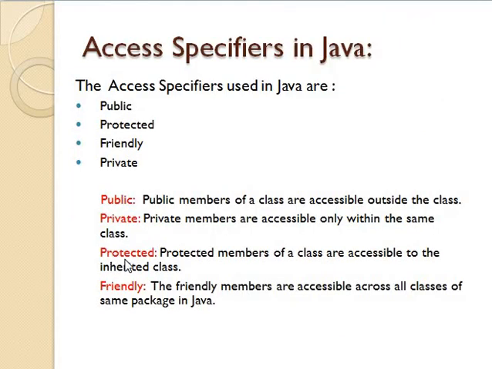Now the next access specifier is protected. Under the protected access specifier mode, the protected members of a class are accessible to the inherited class. That means the members under the protected access specifier shall be accessible within their own class and to the inherited classes. Now before that, you need to learn the concept of inheritance.